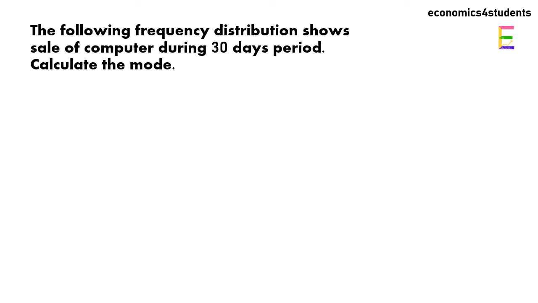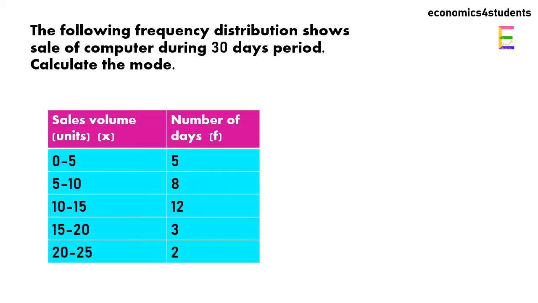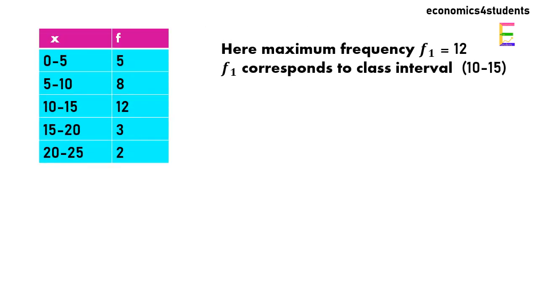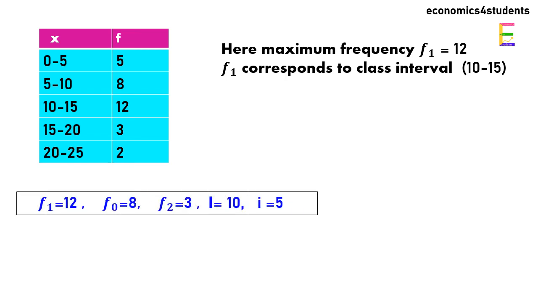Consider this example. The following frequency distribution shows sale of computer during 30 days period. Calculate the mode. Here we have to find mode from this continuous frequency distribution. Here maximum frequency f1 is equal to 12. f1 corresponds to class interval 10 to 15, which is the modal class. f1 is equal to 12, f0 is equal to 8, f2 is equal to 3, L is equal to 10 and I is equal to 5.